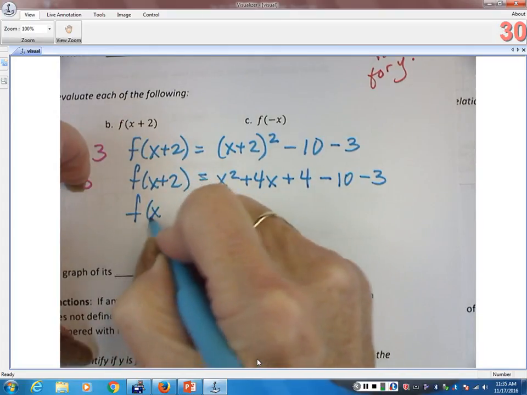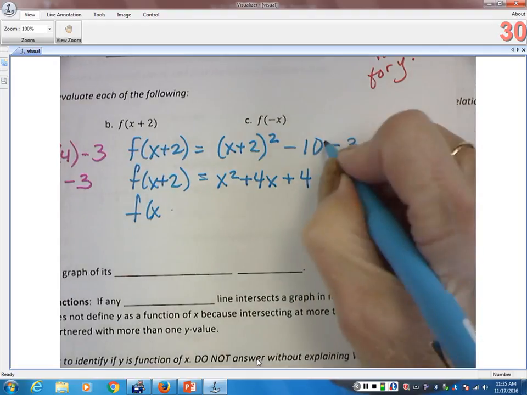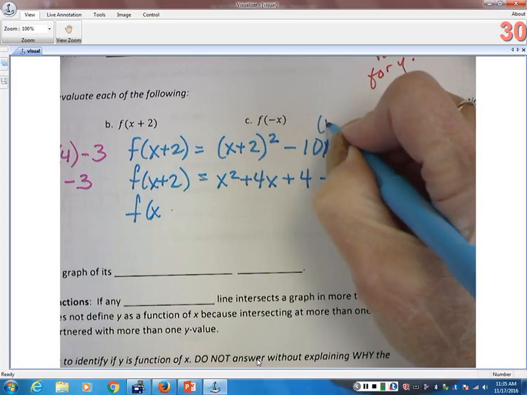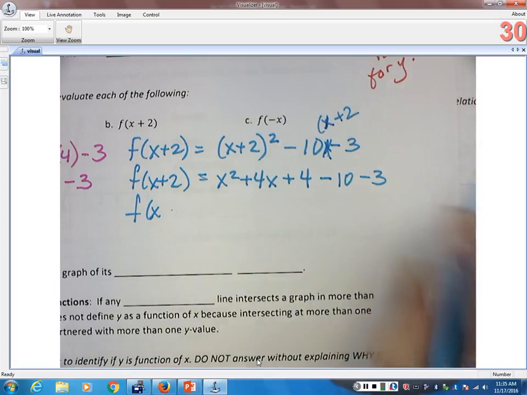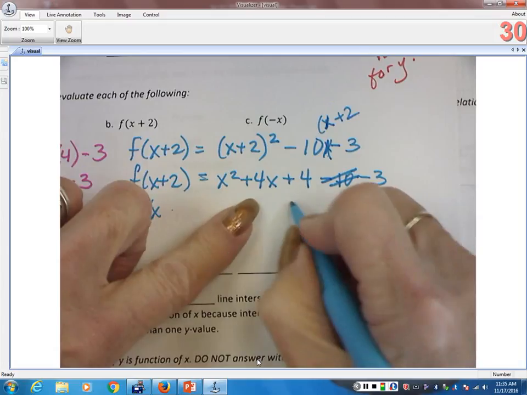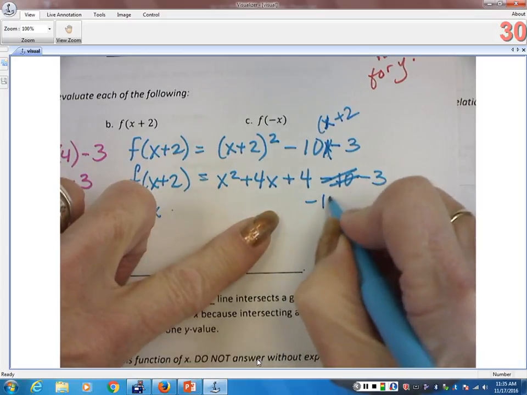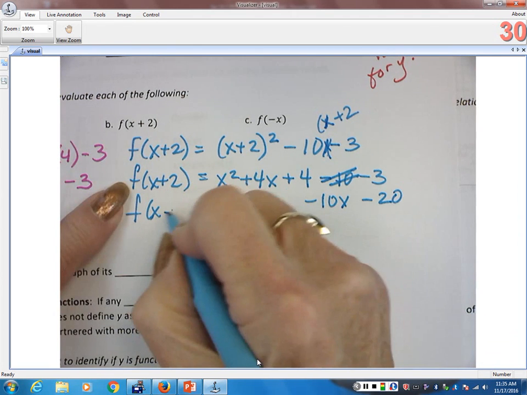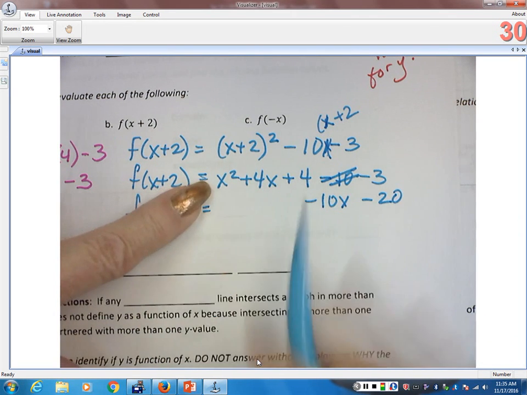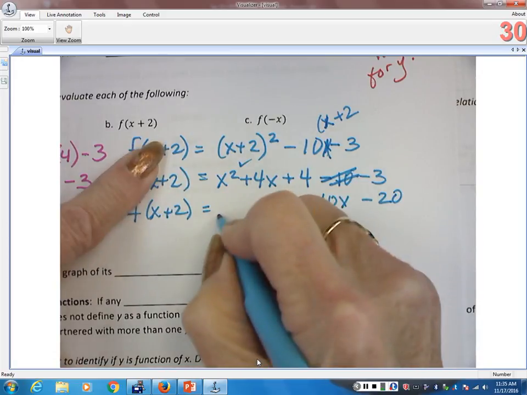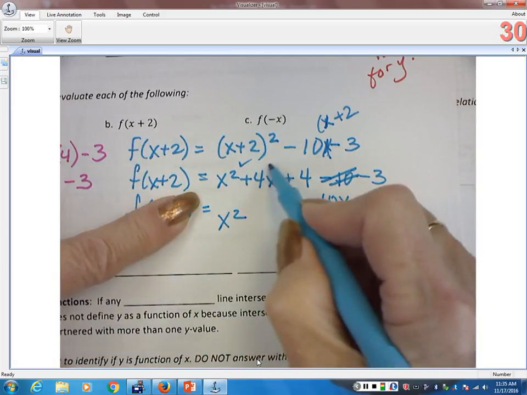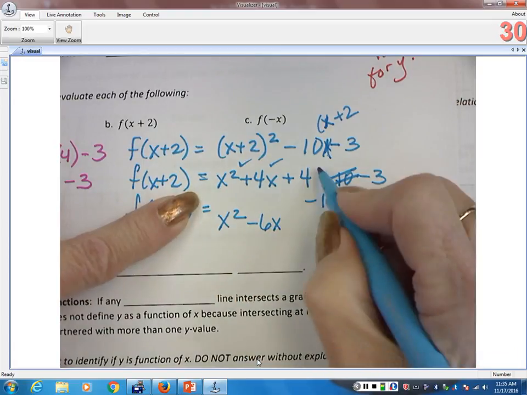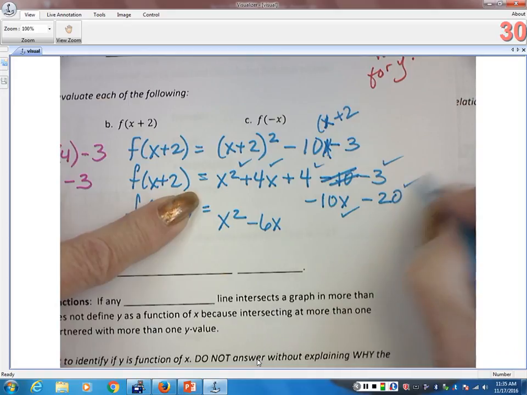It's 10x. Oh, 10x, thank you. So that should be 10 times x plus 2. So instead of that, I should have minus 10x and minus 20. So f of x plus 2 is x squared, and 4x minus 10x is minus 6x, and 4 minus 3 is 1, and 1 minus 20 is negative 19.